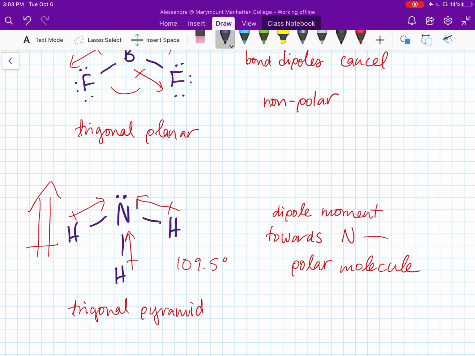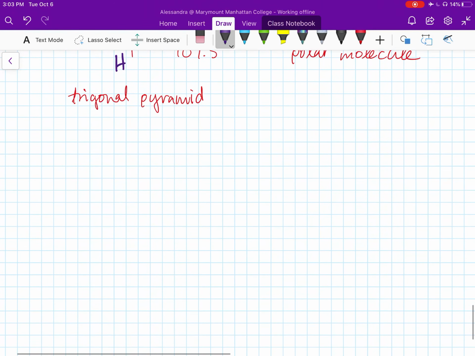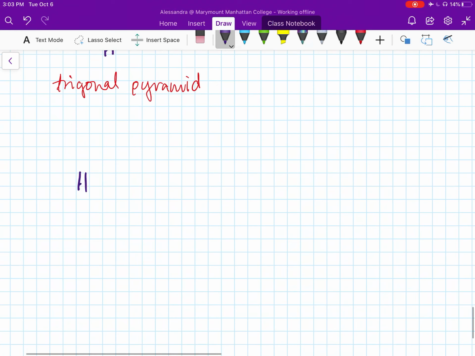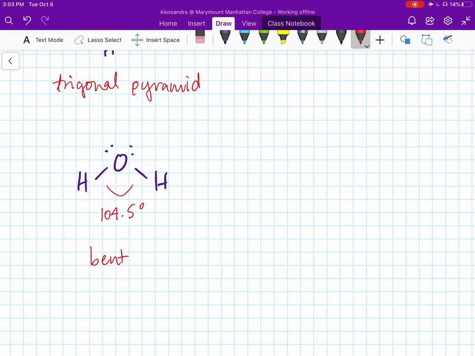As a final example, let's look at water. Water, if we draw its Lewis structure, looks like this. And most students know that water has a bent structure and the bond angle is compressed a little bit below 109.5. So this is a bent structure. Does it have polar bonds? Certainly it does. Oxygen is very electronegative. So both of these OH bonds are going to be polar.